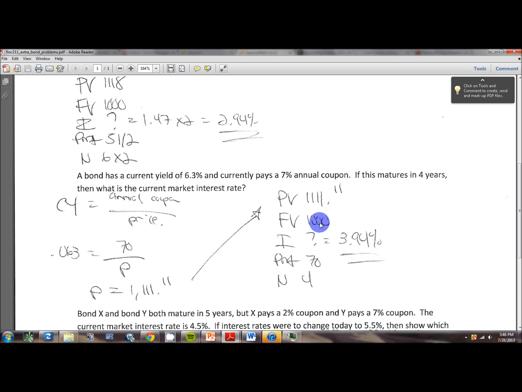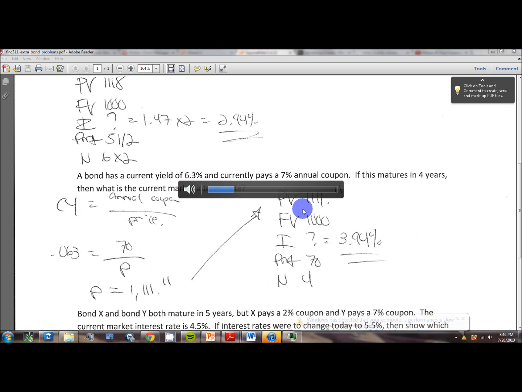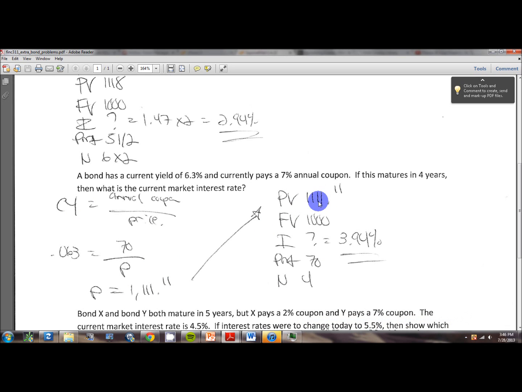So you know the par value is 1,000 even though it's not stated. You know the payment is 70 that you get from a 7% annual coupon. And then you know N is 4 because it tells you the bond matures in 4 years, okay? But until you do what's on the left-hand side here, you do not have the current price of the bond, right? And so if you just tried to move right to this step, it would be incomplete. You do not know the price of the bond.